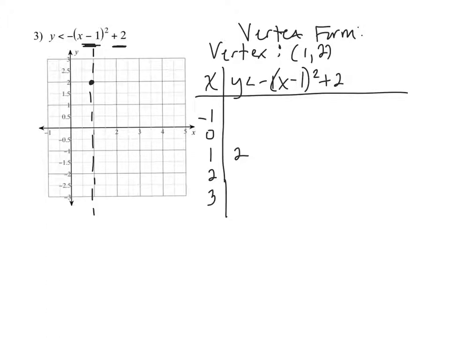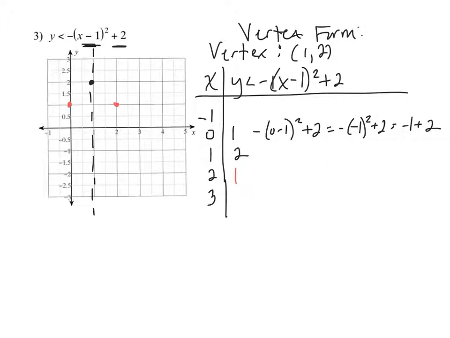So I'm going to plug 0 in. So I have negative 0 minus 1 squared plus 2. So I have negative 1 squared plus 2. Negative 1 plus 2 is positive 1. And then when I go plot that one, I'm going to go over 0, up 1. And then I mirror that across. It gets me the same y value.